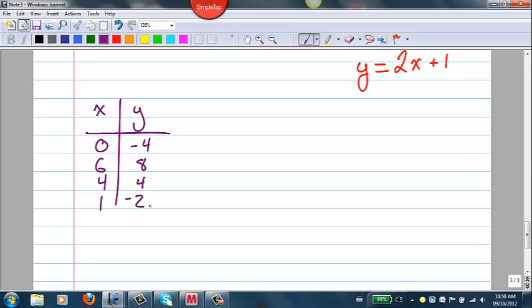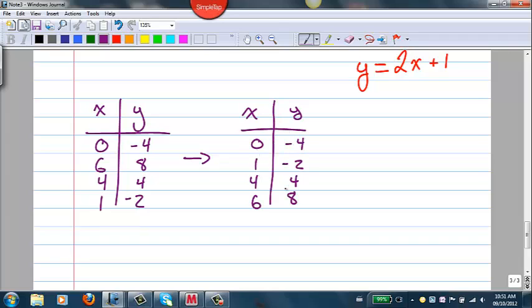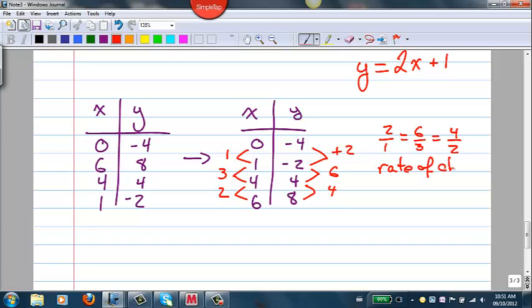Here's another one, all scrambled, so unscramble it. So our table will be 0, 1, 4, 6, and then -4, -2, 4, and 8. Now if we look at the rate of change though, things are different. It goes up 2 for every 1, or 6 for every 3, or 4 for every 2. But those rates are all the same. 2 over 1, 6 over 3, 4 over 2, they're all the same rate of change, which is 2.